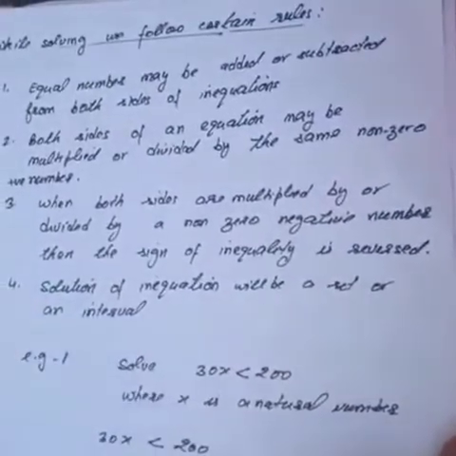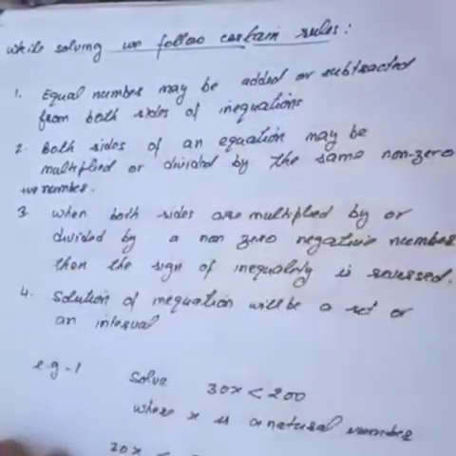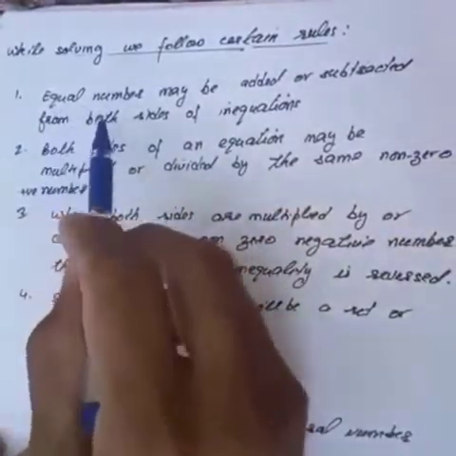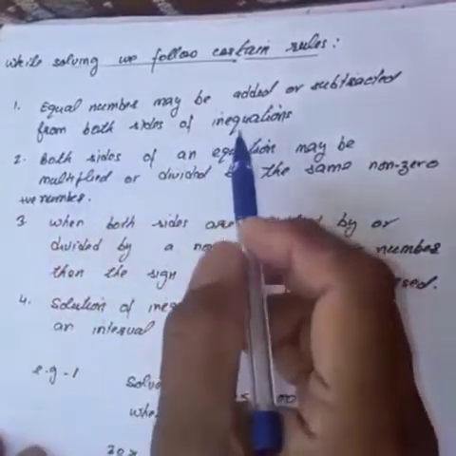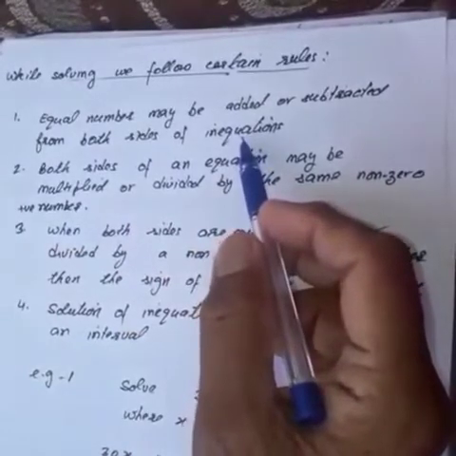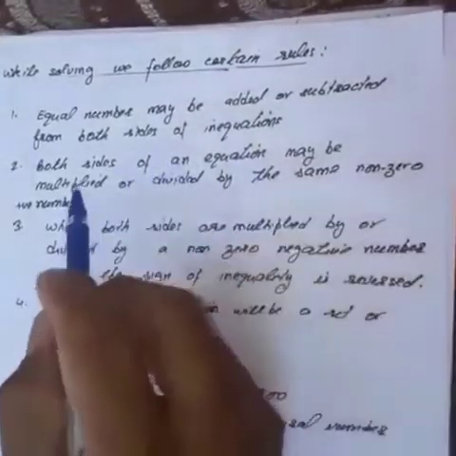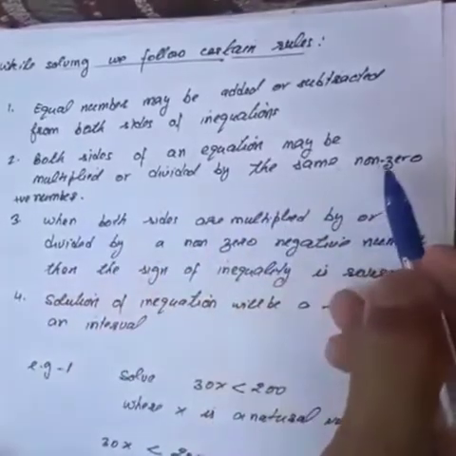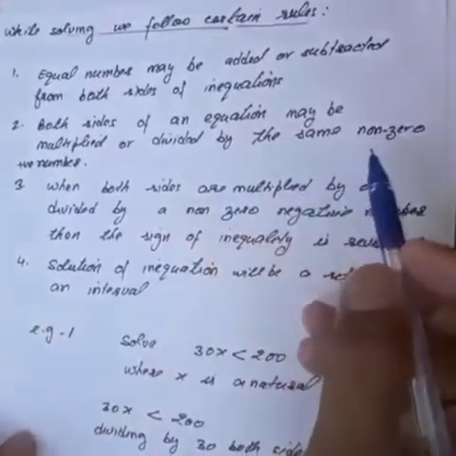Now while solving we have to follow certain rules. You have to remember these rules while solving inequalities. The first rule is equal numbers may be added or subtracted from both sides of an inequality. Second rule, both sides of an inequality may be multiplied or divided by the same non-zero number.